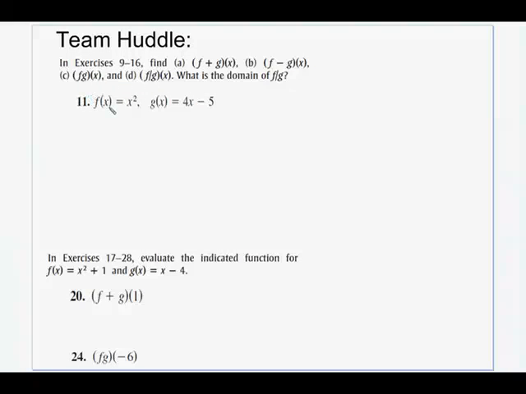In the Huddle, you're going to do, for number 11, f of x and g of x are given. You're going to find the sum, the difference, the product, and the quotient, f divided by g, and find the domain of that. For numbers 20 and 24, you're going to find the indicated values. You're going to do f plus g, and then run a 1 through that composed function. And f times g, and then run a negative 6 through that function. So pause the video, try those problems, and then start it back up and see if you got the correct answers.